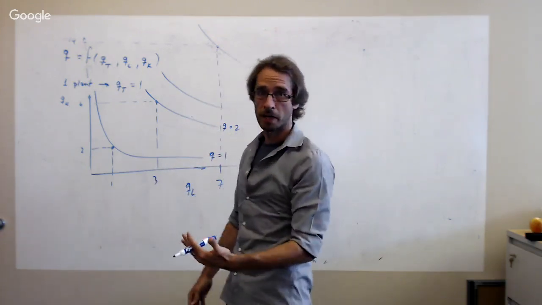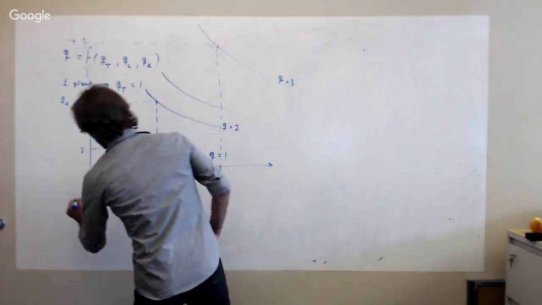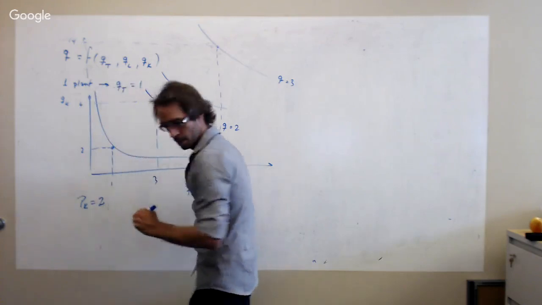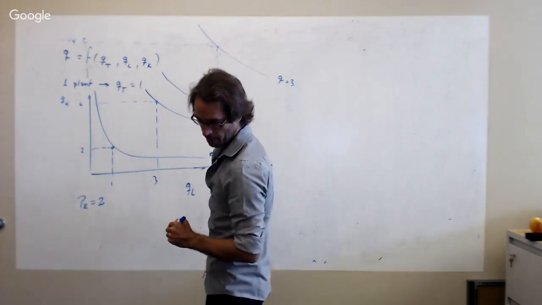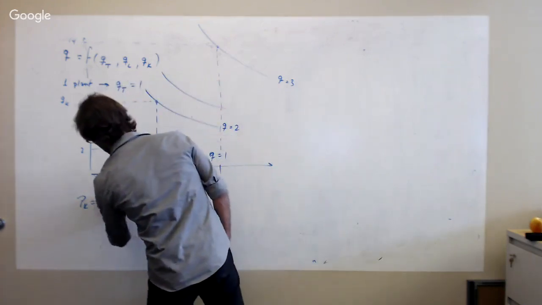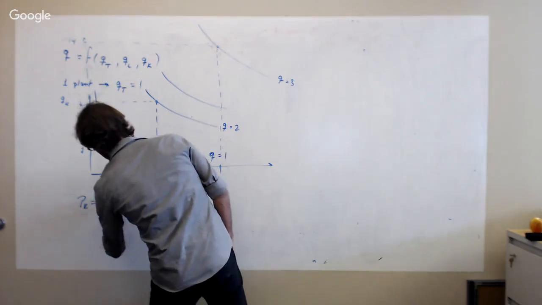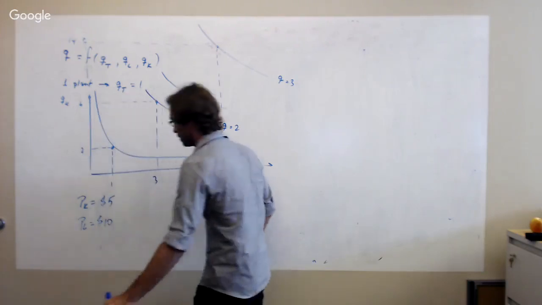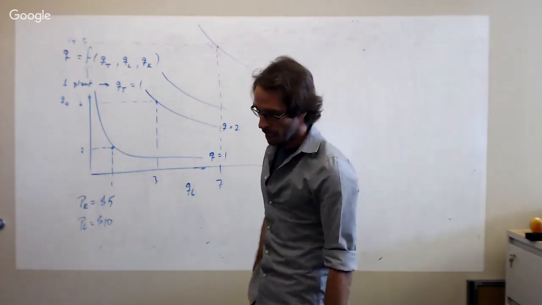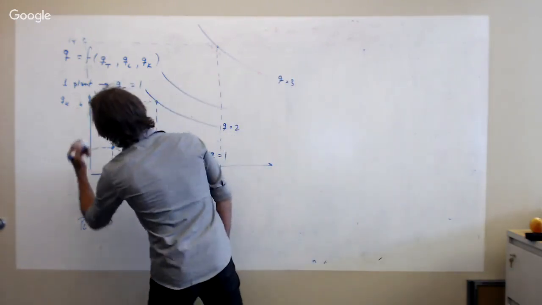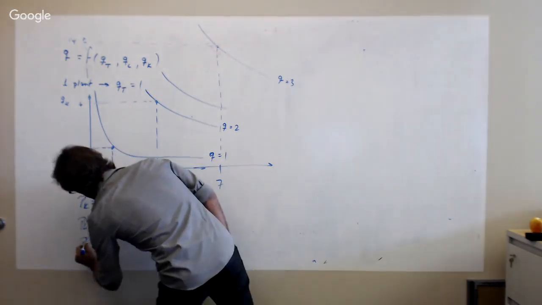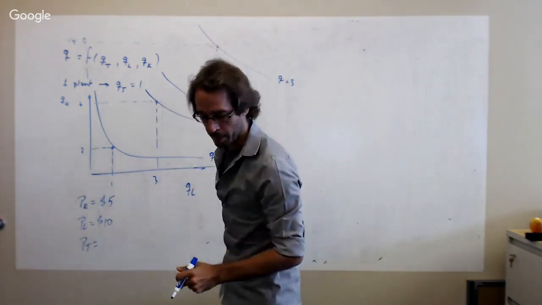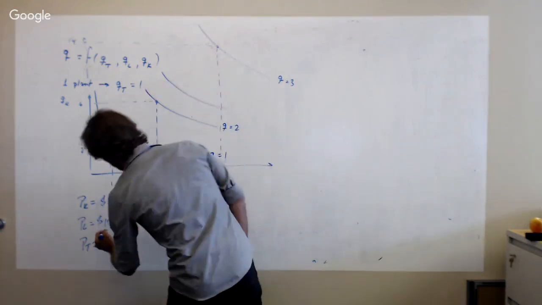Okay, but of course for that you need prices. And so let's say that the price of capital is 5, the price of labor is 10, and the price of the plant, again, I'm trying to use simple numbers here, so there's nothing realistic about this, is 40.